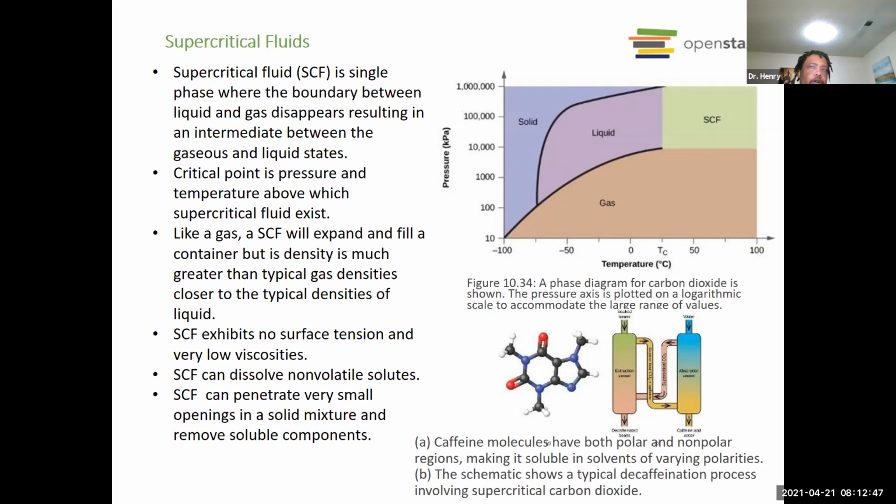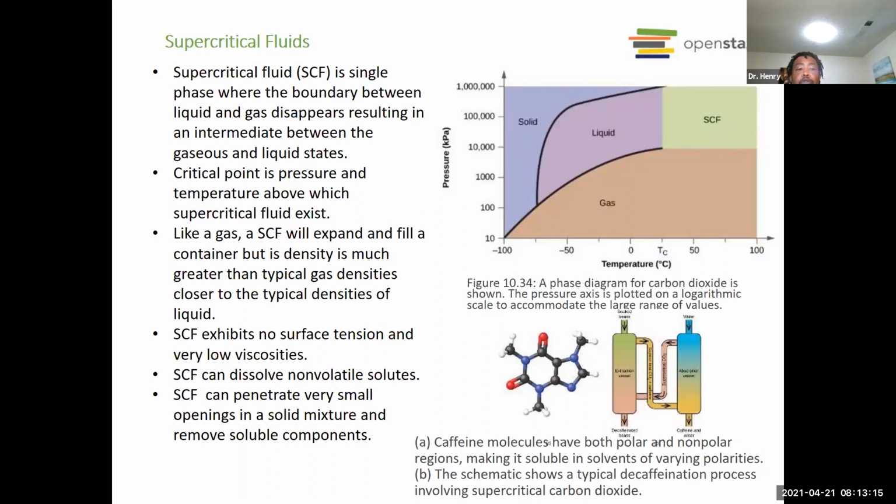And the thing about supercritical fluids is that they have some of the characteristics of gases, and then they have some of the characteristics of liquids. So for instance, like a gas, it is able to expand and fill containers. Its density is gonna be closer to the gas than to the liquid. It's gonna exhibit no surface tension and low viscosity.